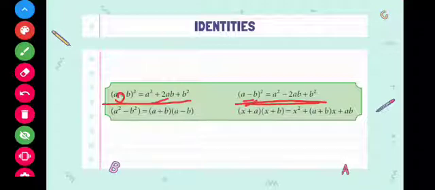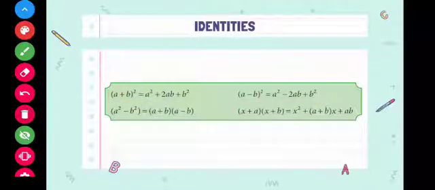If negative is there, it goes in the middle as negative. Rest all remains the same. These two are really important identities. Next comes a square minus b square is equal to a plus b into a minus b. And the fourth one is x plus a into x plus b equal to x square plus a plus b into x plus ab. So these are the four identities.